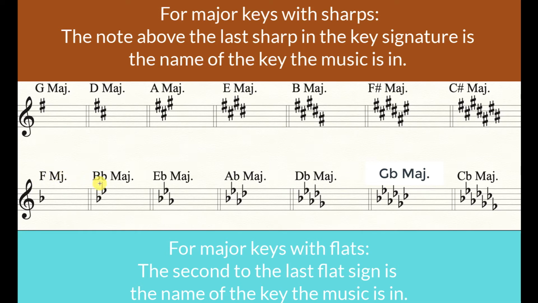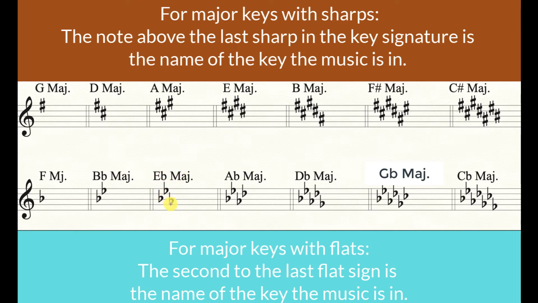Now, after that, the second to the last flat is the name of the key signature. Okay? B flat is the first one. That's second. So you go back to the second to the last, which is this B flat. And that's the name of the key. B flat major.